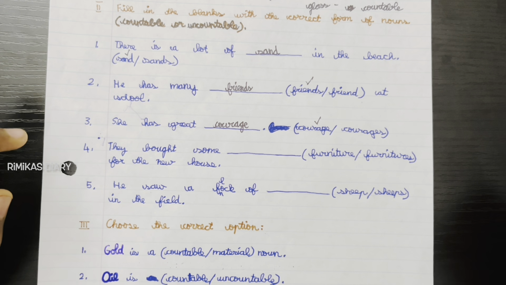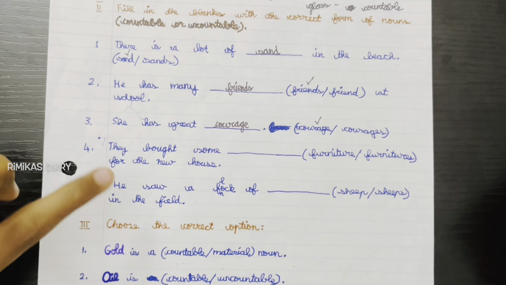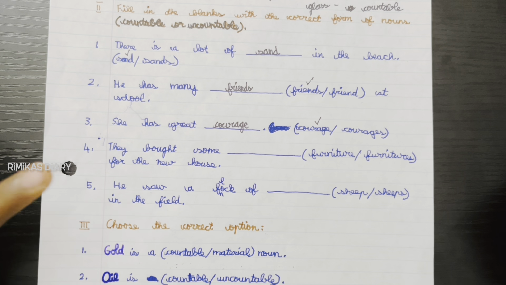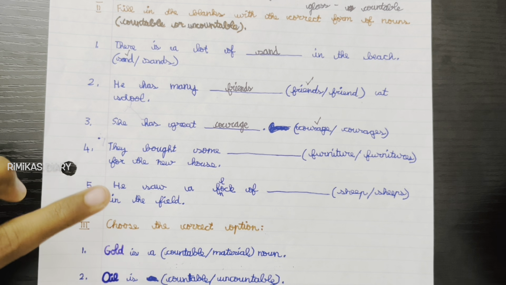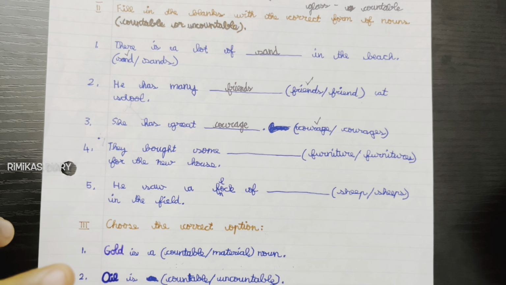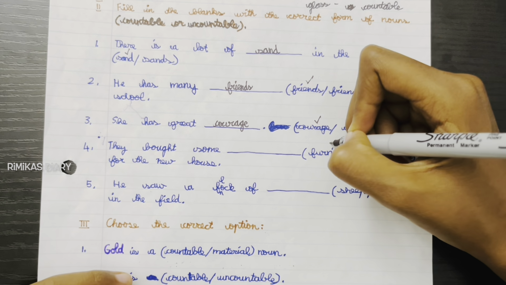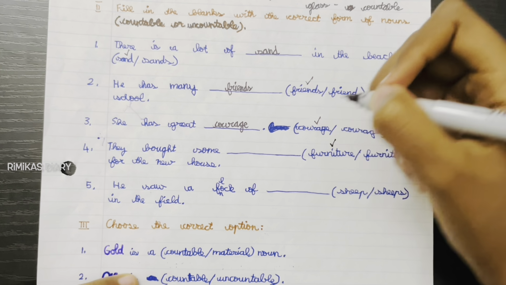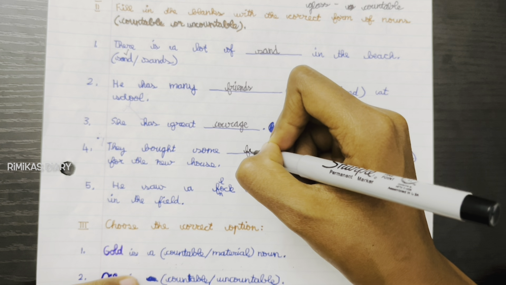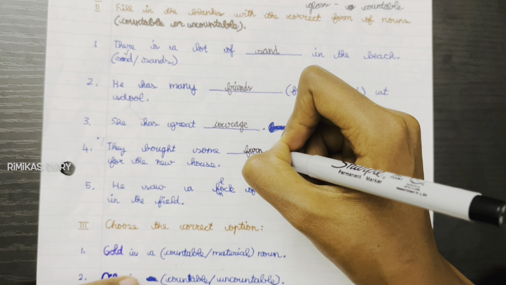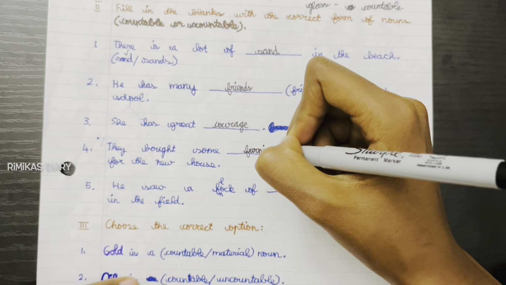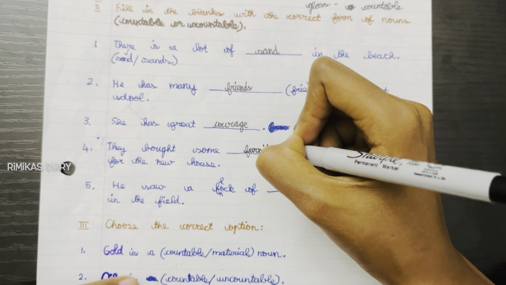Fourth question. They bought some furniture for the new house. They bought some furnitures for the new house. We should pick furniture because it's uncountable, and there's no plural form for that, so I'm picking furniture.